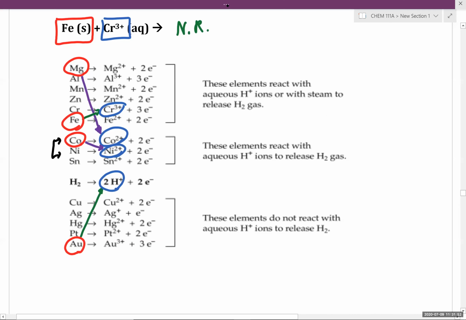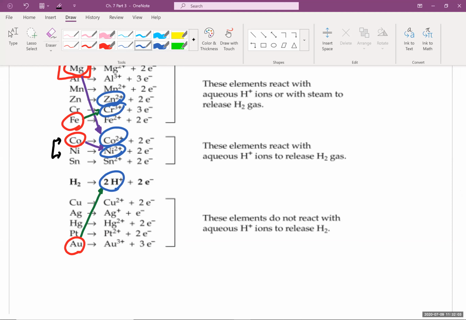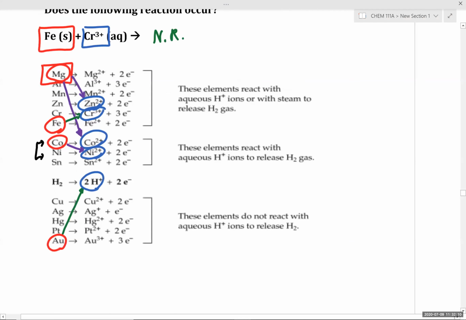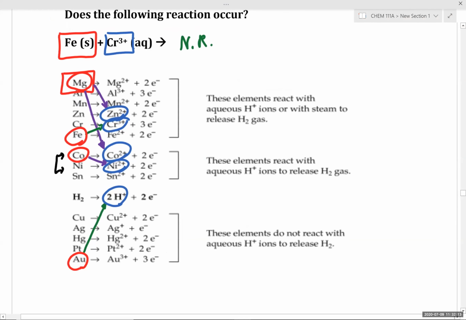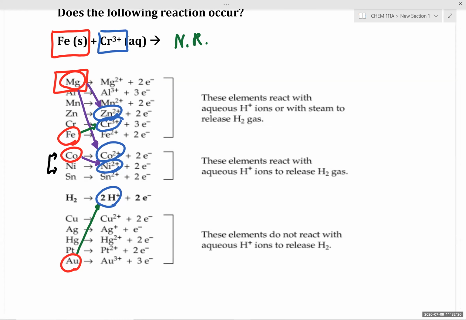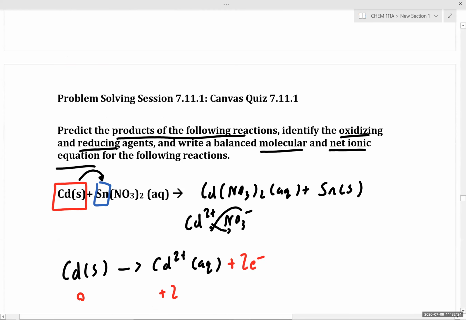So let's find magnesium, and once again we find magnesium, then we find zinc, and we draw our arrow. Is magnesium higher on the activity series compared to zinc? Yes, so then a reaction occurs. Don't omit that checking step.